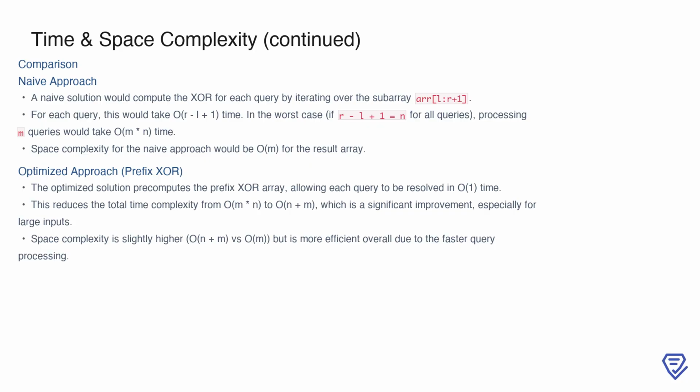In contrast, the optimized approach uses the pre-computed prefix_XOR array to resolve each query in O(1) time. By doing so, the total time complexity is reduced to O(n plus m), a significant improvement for large inputs. While the optimized approach has a slightly higher space complexity of O(n plus m), due to the prefix XOR array, this trade-off is justified by the substantial gains in query processing speed.